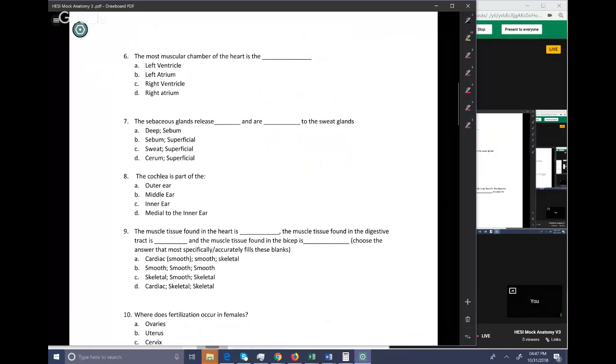Question 6 is the most muscular chamber of the heart, which would be from anatomy 4 and 5. So the most muscular chamber of the heart is the one that has the hardest job. You know that it's got to be a ventricle. The atria are not known for being muscular. They just kind of slow blood down. They're like the assistant to the ventricles. The ventricles are the ones that are pumps.